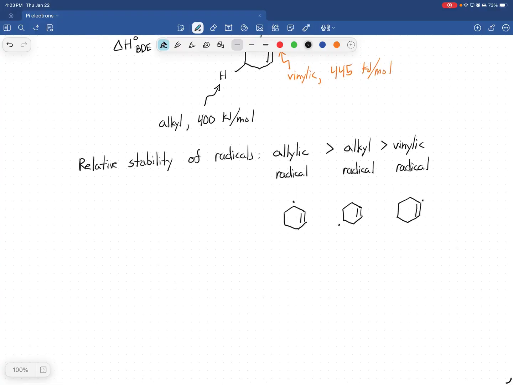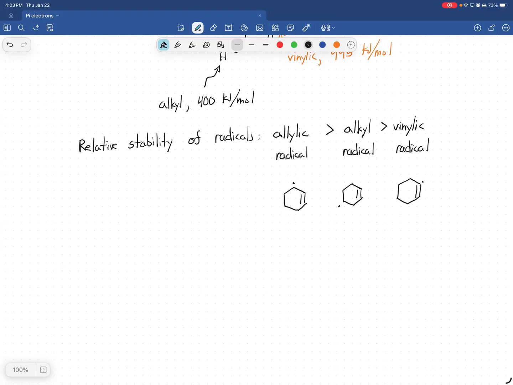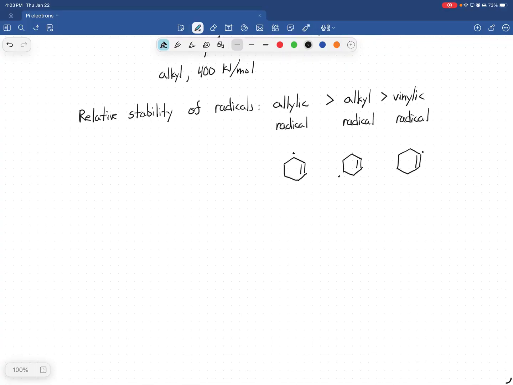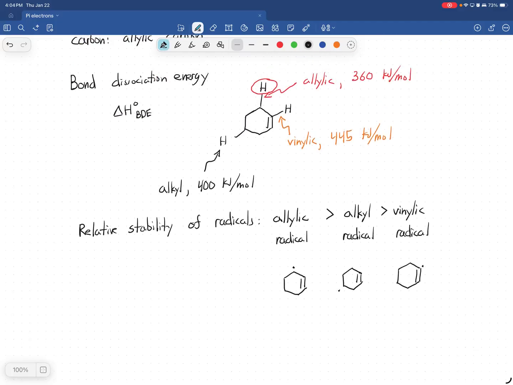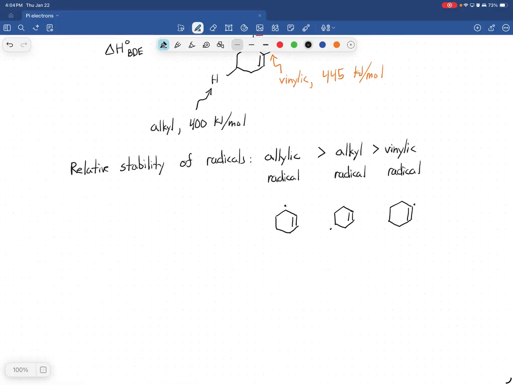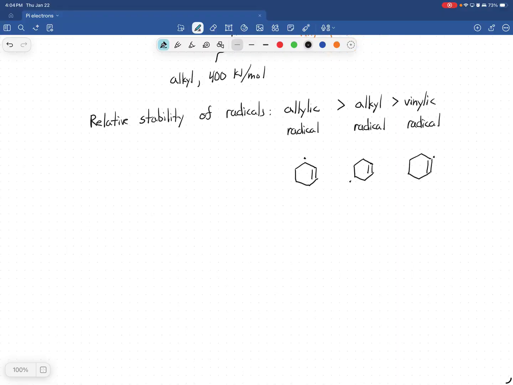The less energy it takes to break that bond means the activation energy is less, so it's easier to reach that radical. So it must be more stable relative to another, unstable radical. So that's one effect of a neighboring double bond on the reactivity. Okay, now let's talk about substitutions. Let's go to part 2, substitution.